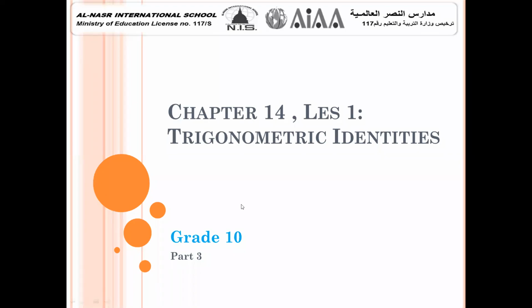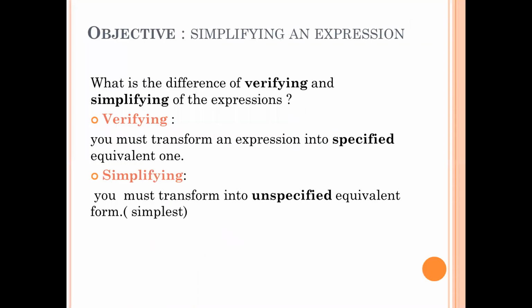Good morning. Today we will continue part 3 of our lesson, Trigonometric Identities. Now I will teach you how to simplify an expression.